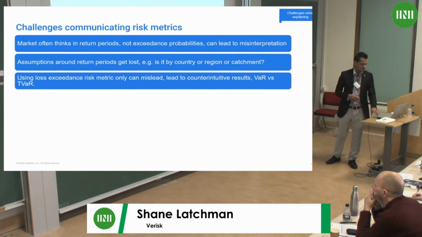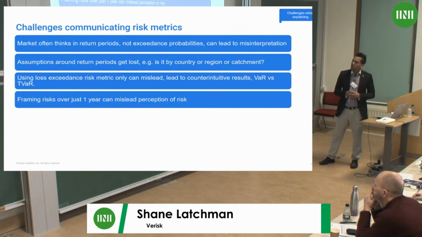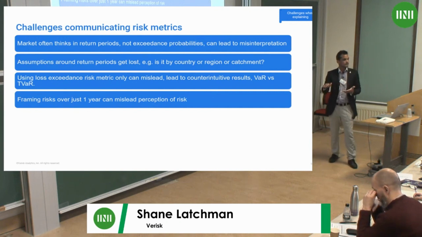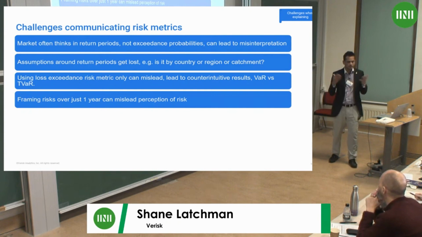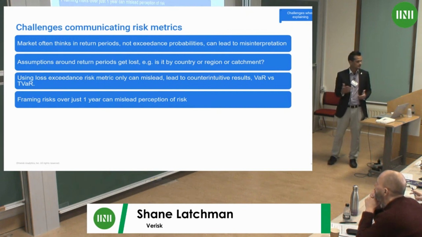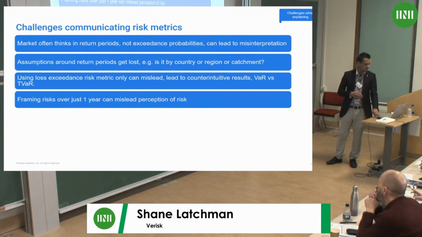Another one that happens is framing risks over just 1 year can mislead the perception of the risk. The way the insurance industry does it is that everything is over 1 year because policies are written over 1 year. As you probably know, pretty much all insurance policies renew every year, and that can mislead the perception of the risk. You can end up thinking that the risk is a certain amount, but if you compound it over 10 years and so forth, that can change things.